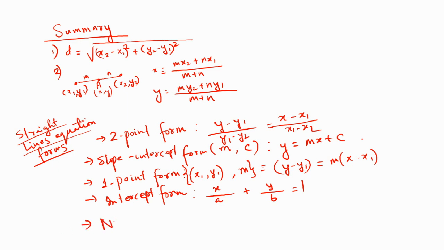And let's say you know the normal form: x cos alpha plus y sin alpha equals p. In this case, you will know the shortest distance p from the origin, which is the perpendicular to the straight line, and the angle alpha which that perpendicular line makes with the x-axis. So more or less, this is what we discussed in this class. I hope you understood the basics.